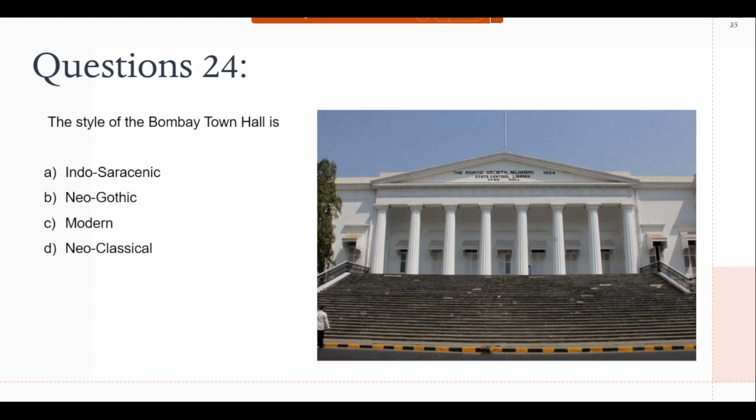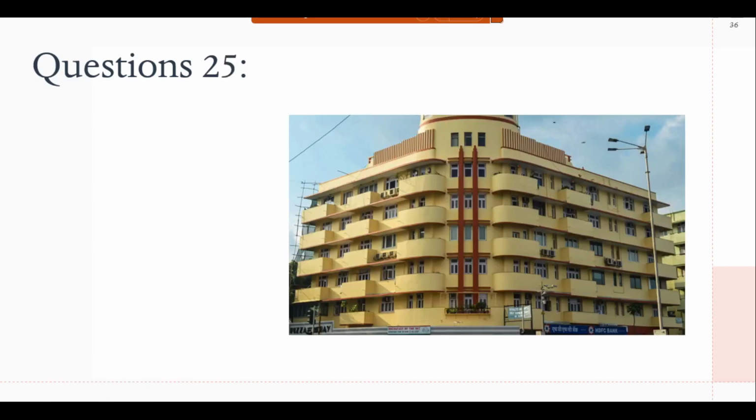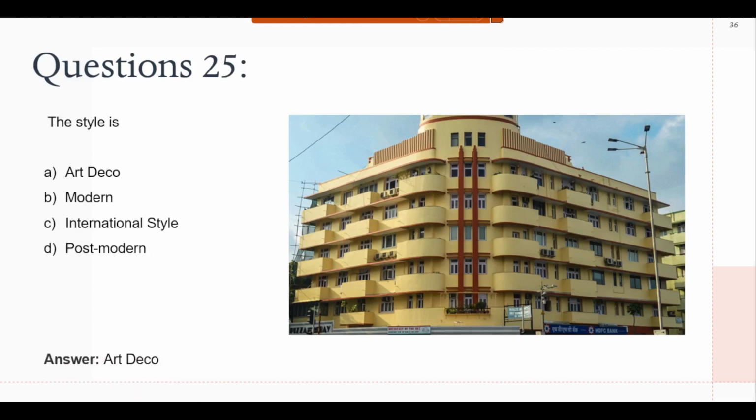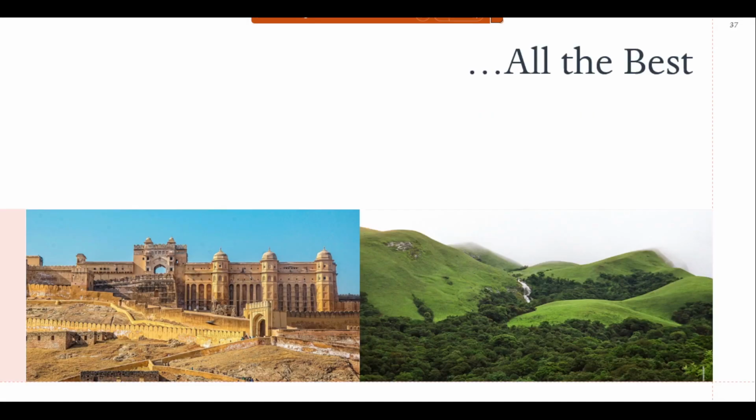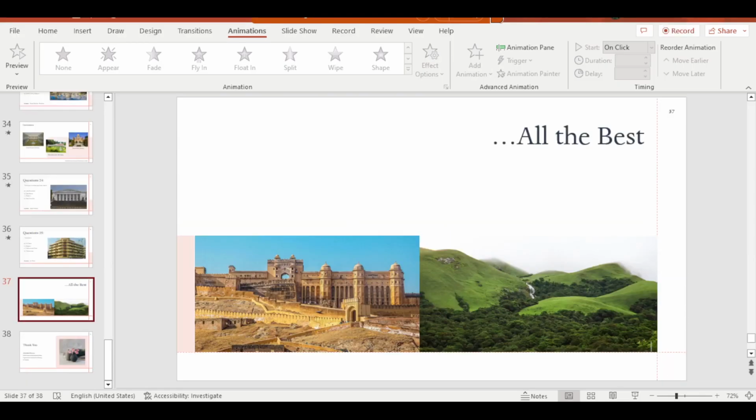The style of Bombay town hall is Indo-Saracenic, Neo-Gothic, modern, or Neoclassical? Neoclassical. Okay, this one, Art Deco. Okay then. So these were the questions which were given in the assignments of the previous run for the last week. Okay, so now we will go through the questions of this year.